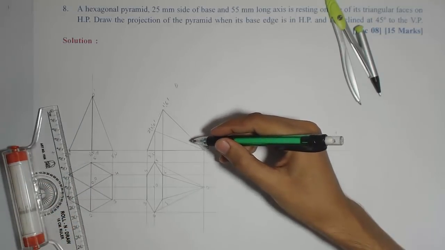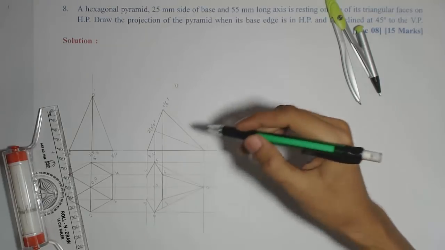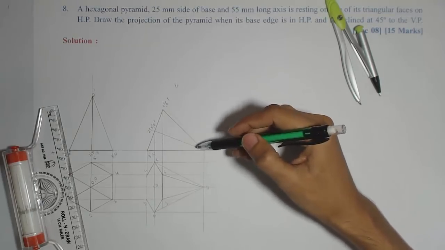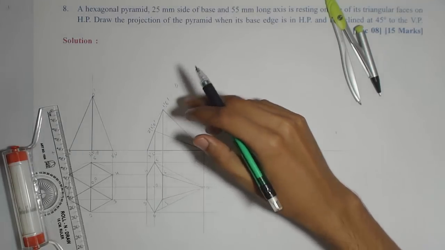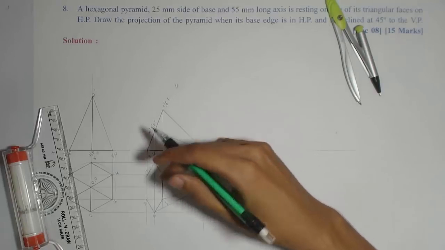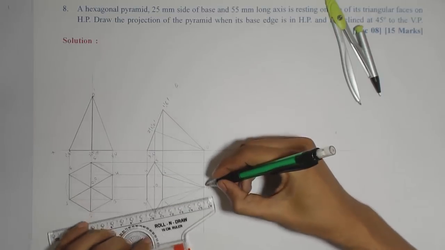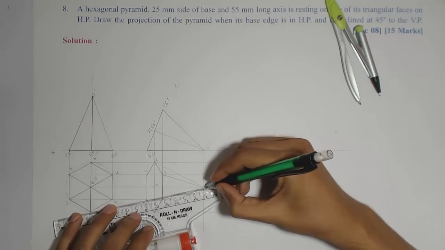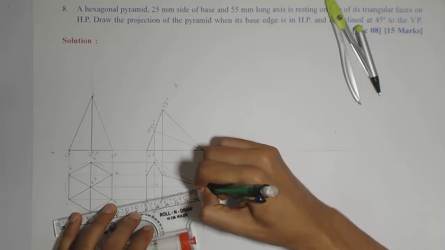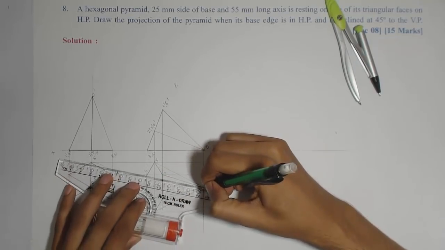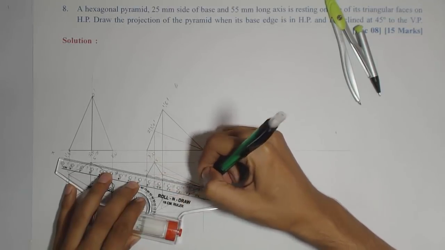Now we'll move to the remaining slant edges, which are O4 and O3. Okay, the triangular face O4 O3 is on the HP, so it is the farthest from the observer. So both the slant edges from 3 and 4 will be hidden. So we'll draw dotted lines from 3 and 4.